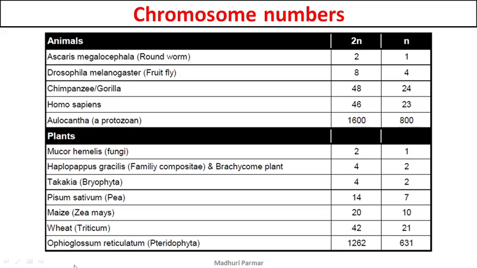Same thing, you can also go through this table for different plants. These values again are not important to remember, each and every one of them. Just remember a few of them. Remember Drosophila has 8. Remember onion has 16, so half will be 8. Then chimpanzee or gorilla has 48, which is close to ours, which is 46.